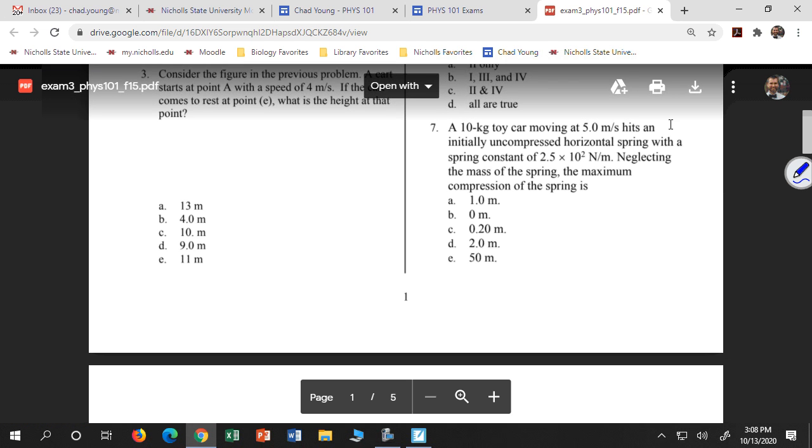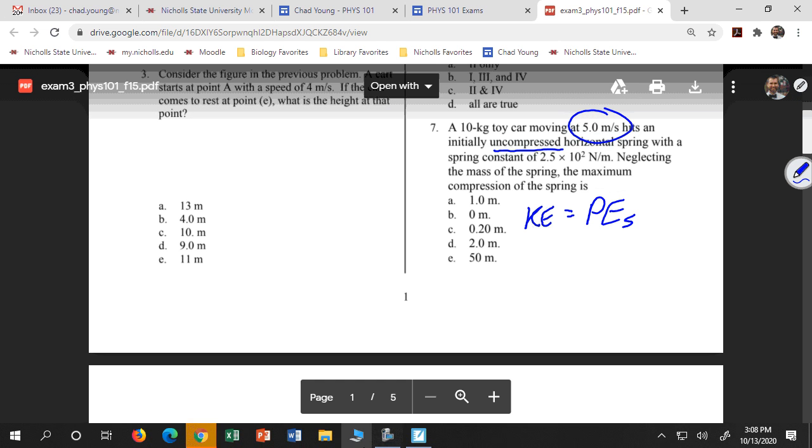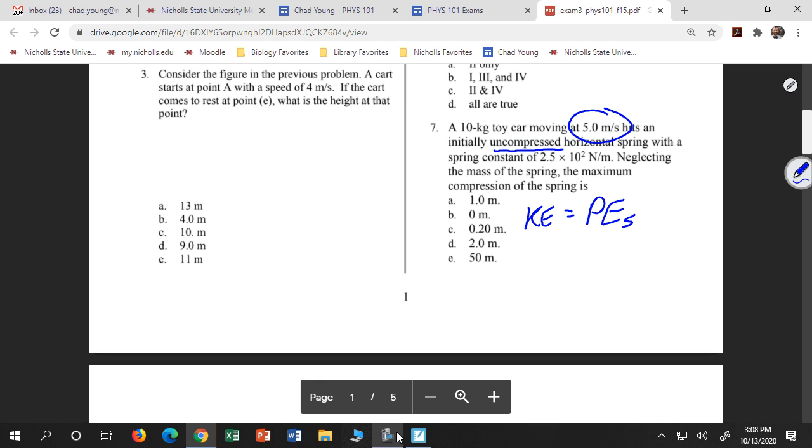Okay, number 7 is a good example of a conservation of energy problem with a spring. So I have a 10-kilogram car that's moving at 5 meters per second, and it hits an uncompressed horizontal spring. That means that initially I only have kinetic energy in my system, and then it compresses that spring, and all that energy is going into elastic potential energy. So I'd say 1/2 mv squared is equal to 1/2 kx squared. And I know everything here. I'm looking, though, for the compression of the spring.